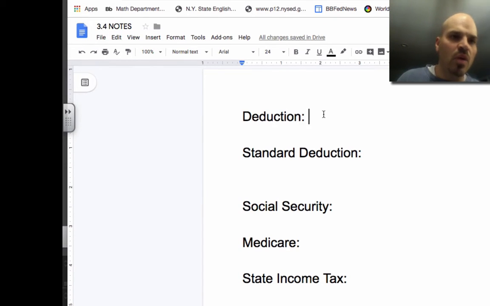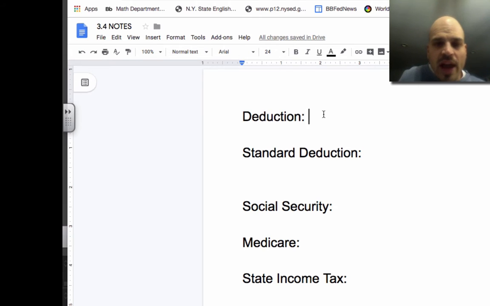Okay, so now what we're going to do in lesson 3.4 is dive a little deeper into some of the details of how taxes are really computed. And obviously you've got the federal structure, but there are some other things to know about.